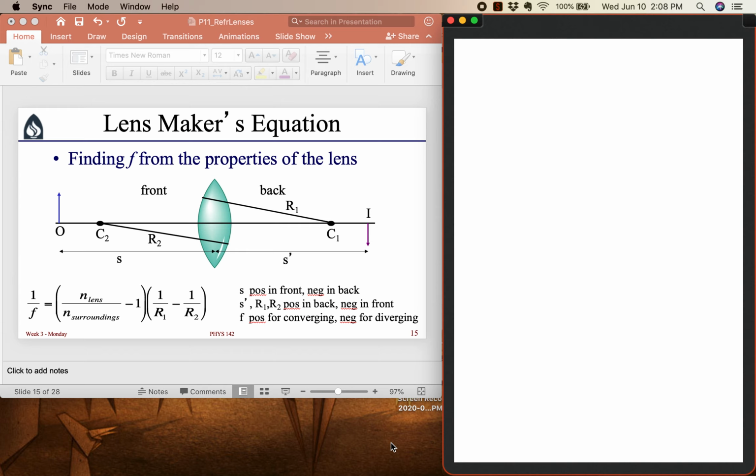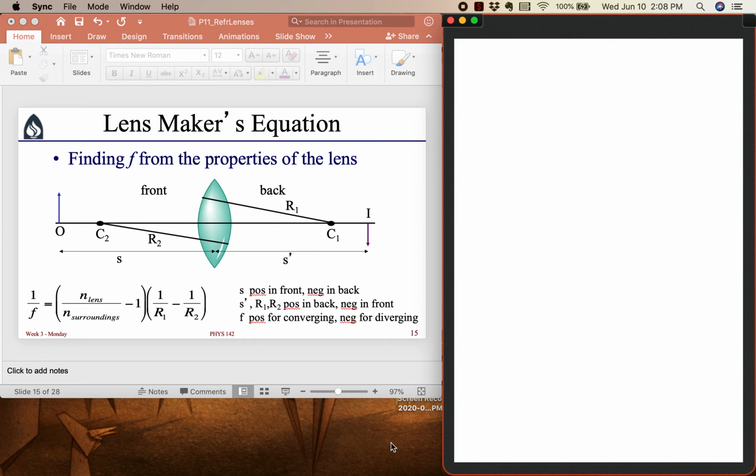Before we completely end, I wanted to give you a couple of tips about the worksheet that you're going to be doing for today. In this worksheet, you have a couple of different lenses, and you need to use the lens maker's equation to figure out the focal length of both of these lenses.